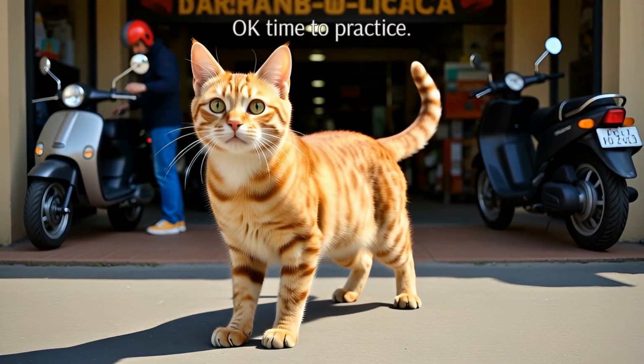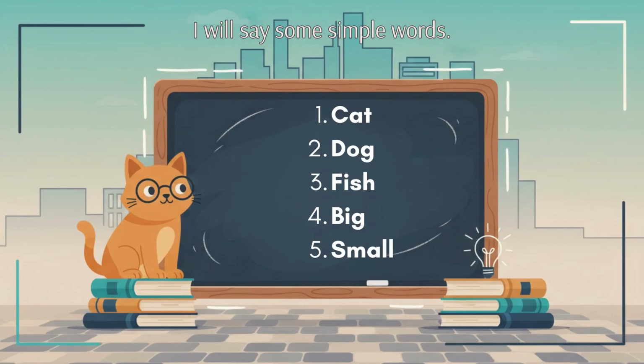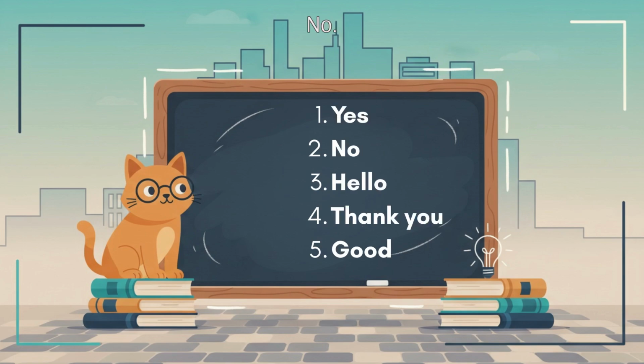Okay, time to practice. I will say some simple words. You repeat. Focus on the sounds. Ready? Repeat after me. Cat, dog, fish, big, small. Yes, no. Hello. Thank you. Good.